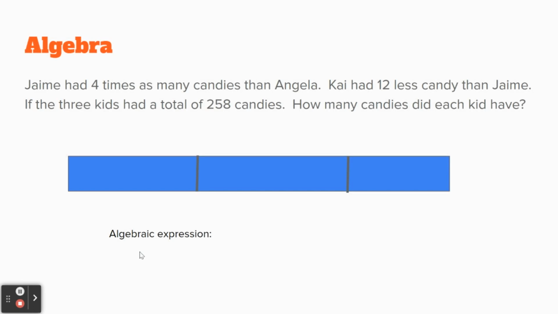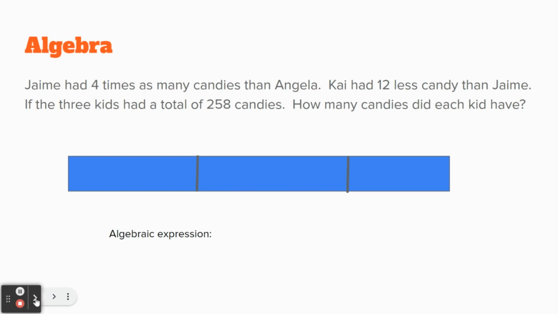All right, let's talk about a bridge to algebra here. Jamie had 4 times as many candies than Angela. Kai had 12 less candies than Jamie. If the 3 kids had a total of 258 candies, how many candies did each kid have?